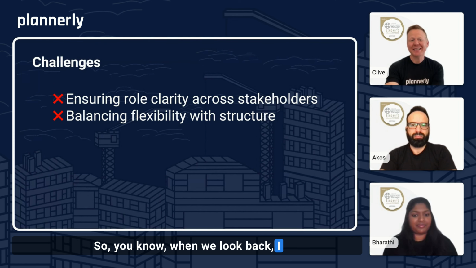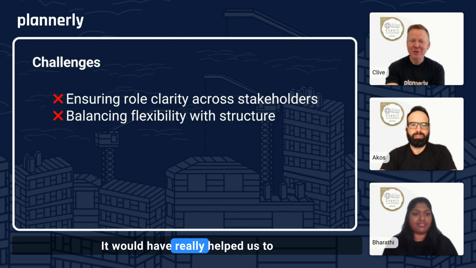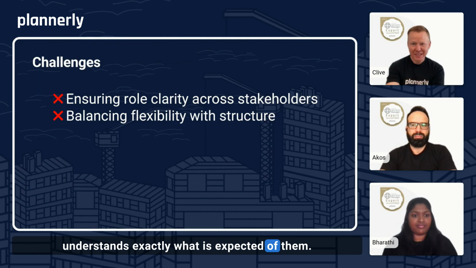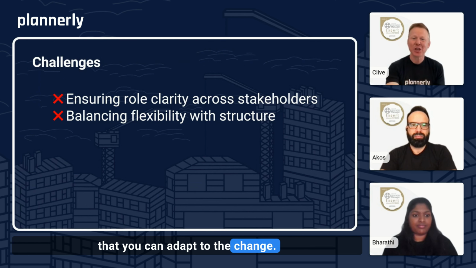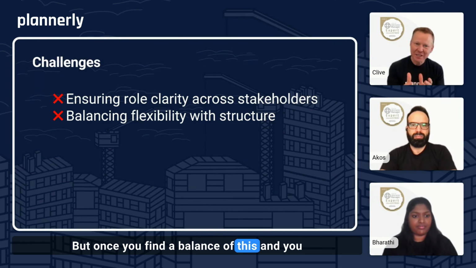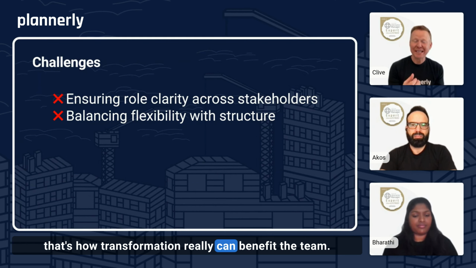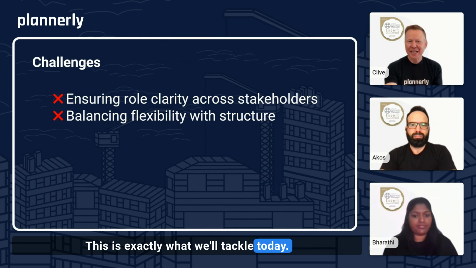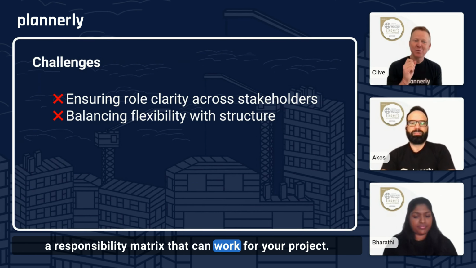So, when we look back, I think that if we created a detailed responsibility matrix, it would have been night and day. It would have really helped us to define the clear roles so that everyone understands exactly what is expected of them. Of course, it's not easy. You've got to balance the structure of a detailed responsibility matrix with enough flexibility so that you can adapt to change. That's a real challenge. But once you find a balance and can create some kind of sense of clarity and alignment, that's how transformation really can benefit the team. This is exactly what we'll tackle today. We'll dive into how to avoid these pitfalls and create a responsibility matrix that can work for your project.